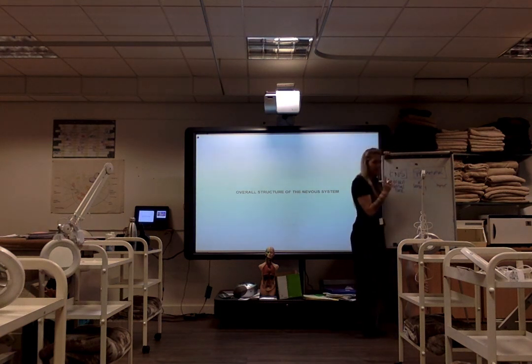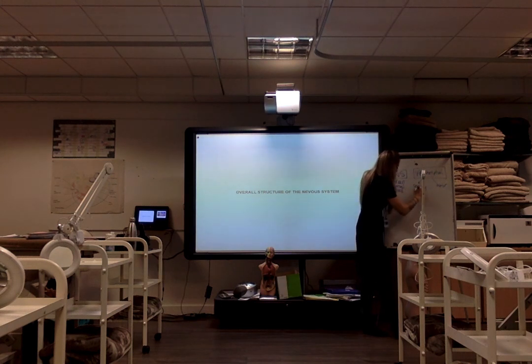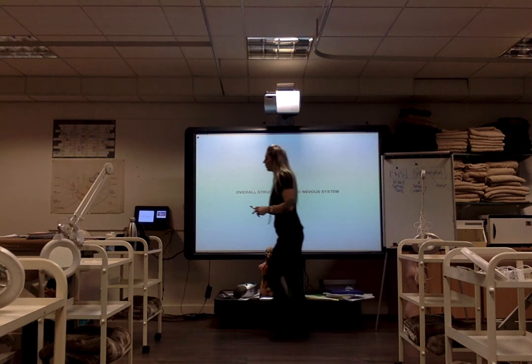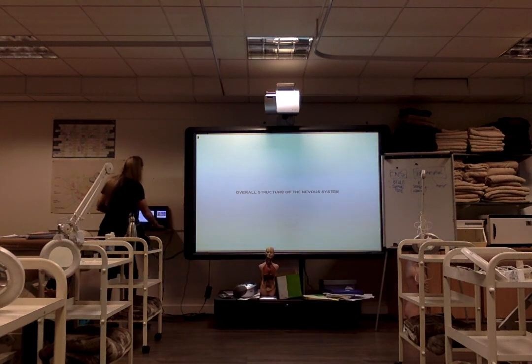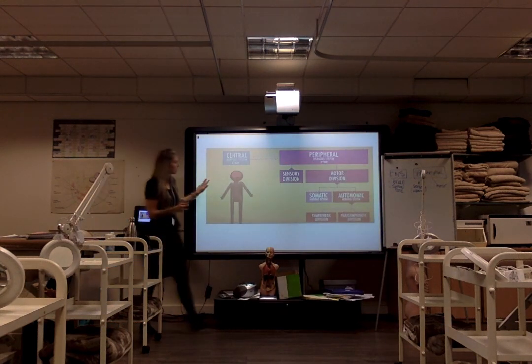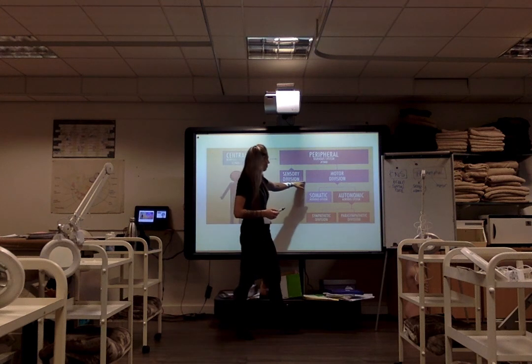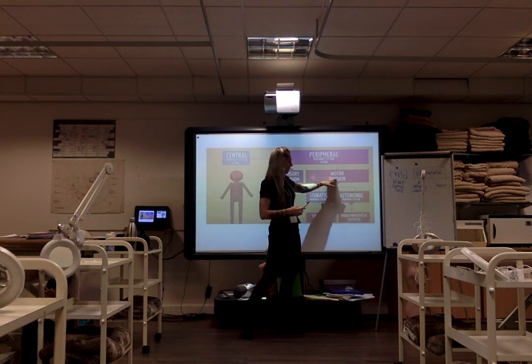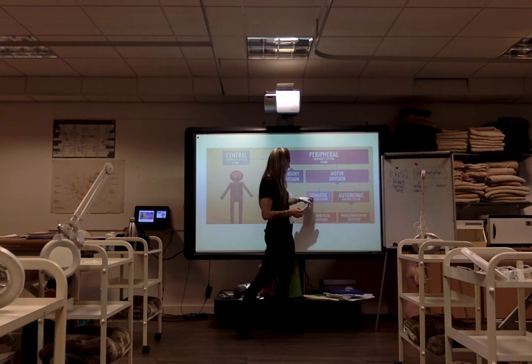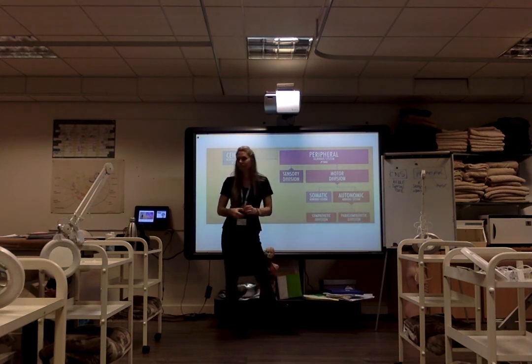Sensory was what? Afferent or efferent? Afferent, yeah. So, from motor, you have 2 types. So sensory, afferent, motor, efferent. That divides into somatic. Soma means what?